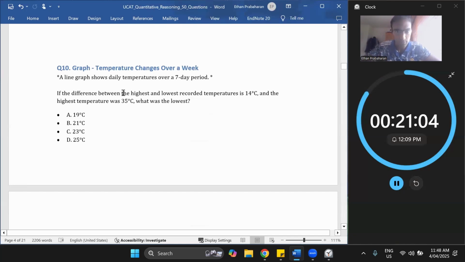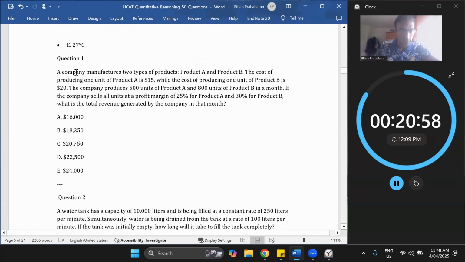Difference between the highest and lowest recorded temperatures is 14. Highest temperature is 35, the lowest is 21. Easy one. Okay, product A and B. We need total revenue. Okay. Oh, goodness. Profit margin, 25%. 25% of 15 is 375. That times 500 will be 1870-ish. That's definitely wrong. And then B is 30%, which is $6.